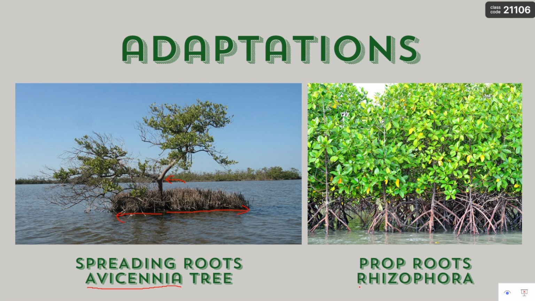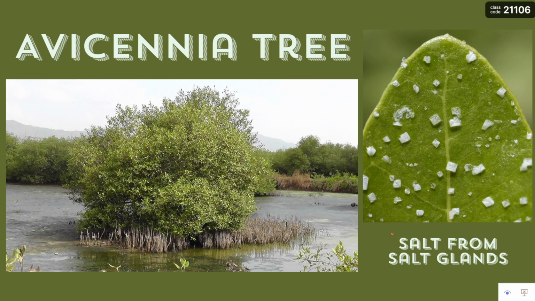The other adaptation can be seen in a type of mangrove called Rhizophora. This is also a very common type of mangrove plant, and here what we see are these prop roots which form a triangular base on which the plant is able to spread its weight out and therefore remain standing.